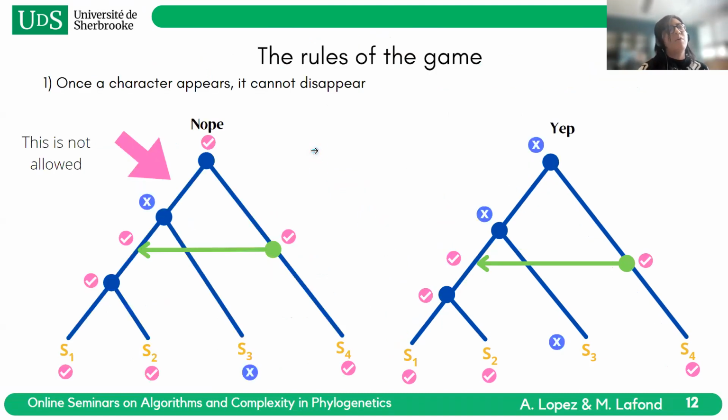To do this, we require our perfect transfer networks to follow two important rules. The first one is that once a character appears, it cannot disappear. In other words, for a given character, if we already place a presence token along a tree edge, we cannot place an absence token for one of its descendants. So it cannot disappear. This is an example of what is not allowed. In the tree edges, we can have an off followed by an off, an off followed by an on, and an on followed by an on.